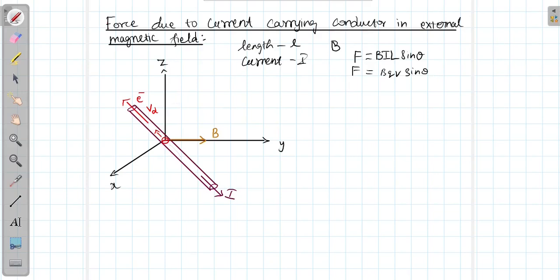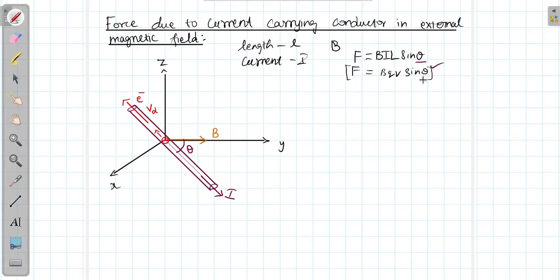This is the direction of current, and the angle between the magnetic field and the current is theta. This is what we had in the final equation. So the angle between the magnetic field and the direction of current is theta. Now see, as a whole the conductor experiences a force. What actually happens now? We know this equation.